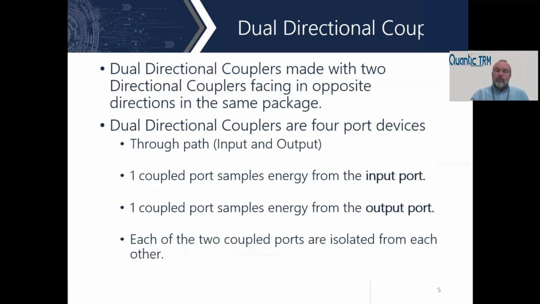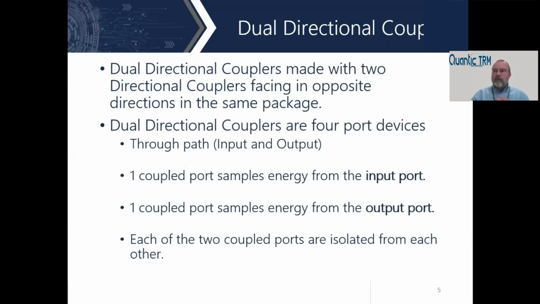Absolutely. So dual directional couplers are really two directional couplers in the same package. There are multiple ways to do this, but basically what you do is you have two directional couplers, one facing forward, the other facing in the reverse direction. The forward coupler picks up energy and samples energy going in one direction. And the reverse coupler picks up energy going in the opposite direction. So this way, you actually have two separate devices inside of a package. Very often, for certain measurements, you want to sample in both directions, depending on your particular application.